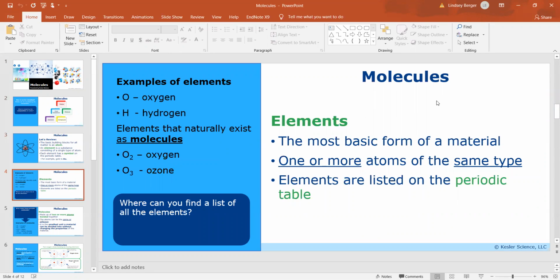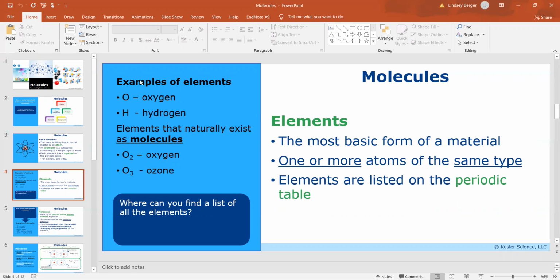Okay, so then we get into molecules. Remember, elements are the basic form. We talked about how elements and atoms can sometimes be interchangeable words. But when you put one or more of these atoms together, that is when you get a molecule. If it's listed on the periodic table, it's a singular unit. If it is a molecule, it is a multiple unit.